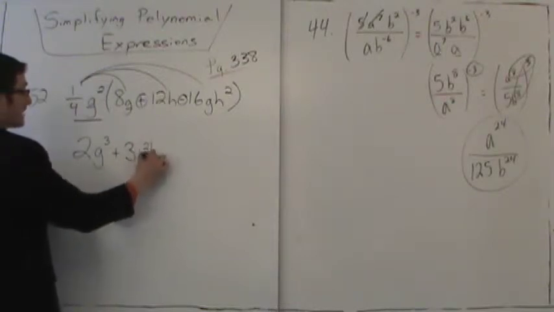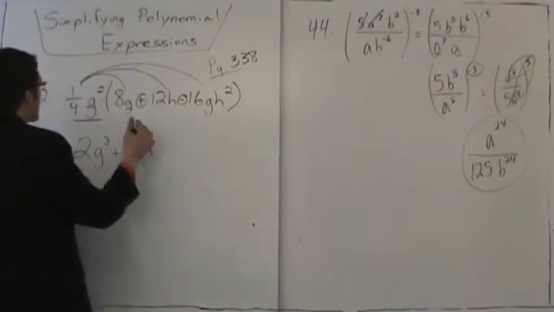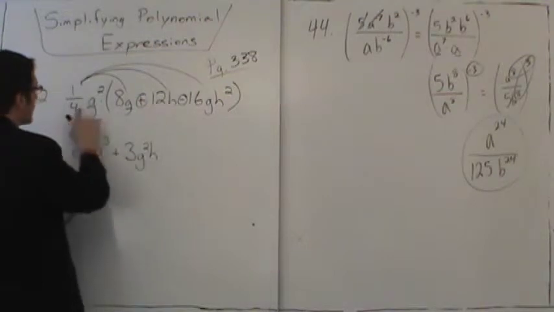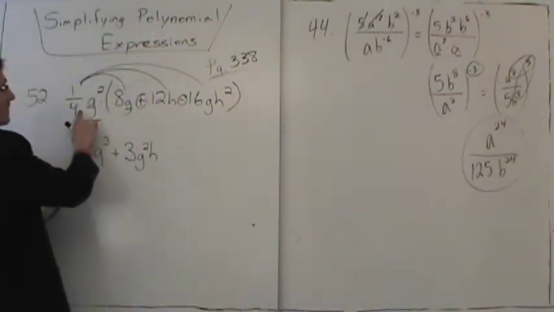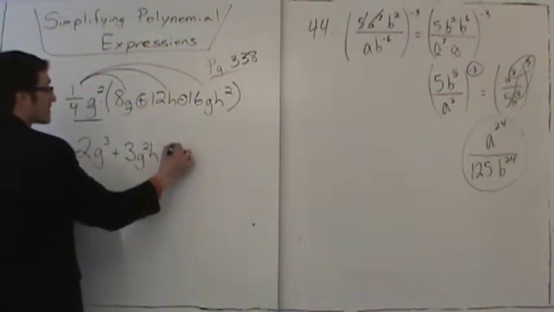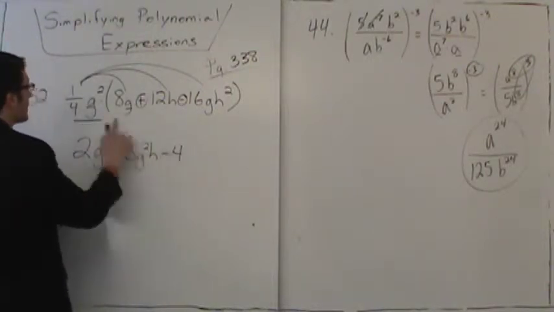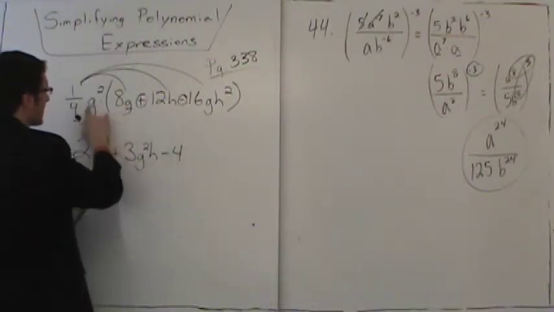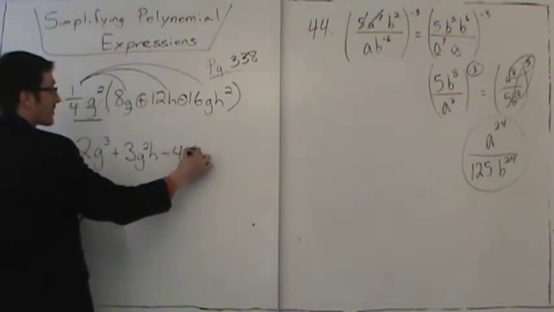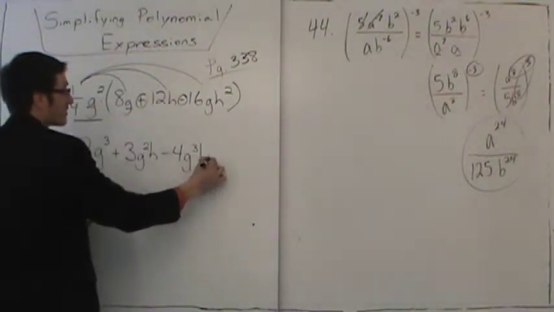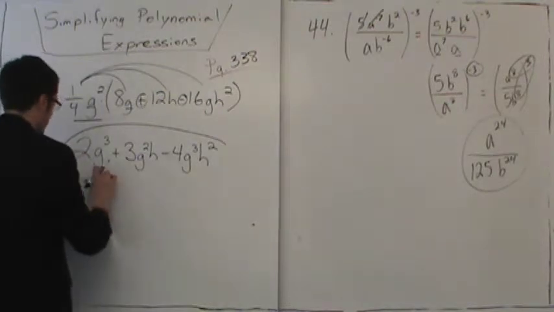g squared h. And then 1/4 times the 16. 1/4 times 16 is 16 divided by 4, which is 4 times 1 gives 4. Oh, positive times negative is negative 4. g squared times g, we're adding the exponents. This gives g to the third. And we have an h squared glued to the end.